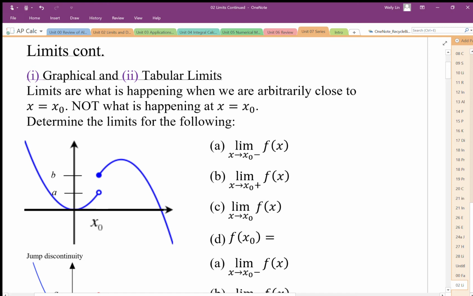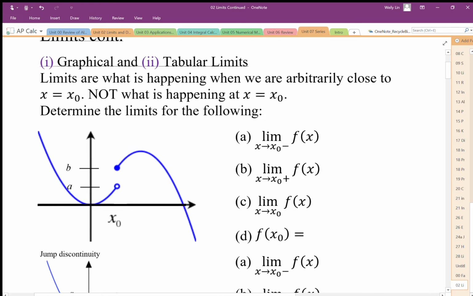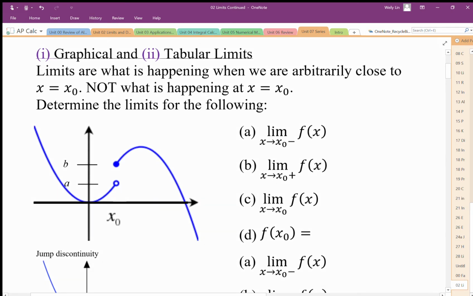So we want to find out the limits. If we have the limit as x goes to x naught from the left-hand side, I'm going to do this in a different color here. Let's do that in red. From the left-hand side, that means we're coming at it from this side. Now what's actually happening at x naught is that it's equal to b. But as I approach it from the left-hand side, it's not going to be equal to b, it's equal to a. As I approach it from the right-hand side, this is my limit from the right-hand side here.